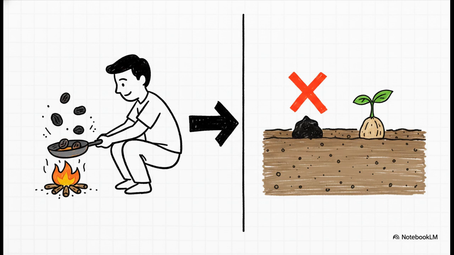But as the days went by, all the other fields turned lush and green, and Somana's land stayed completely barren. Not a single plant popped up. Why? Well, because by frying the groundnuts, he had completely destroyed their living component. He took something living and literally cooked it into something non-living.